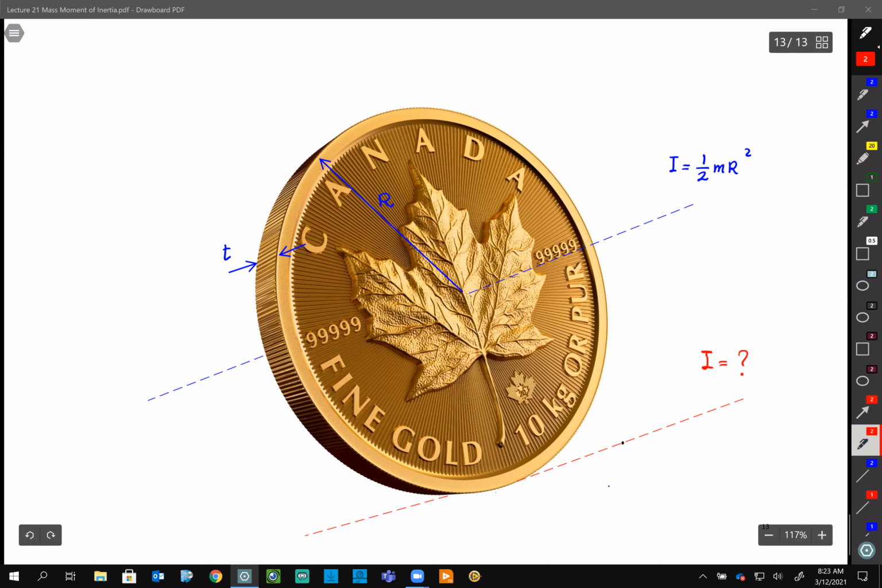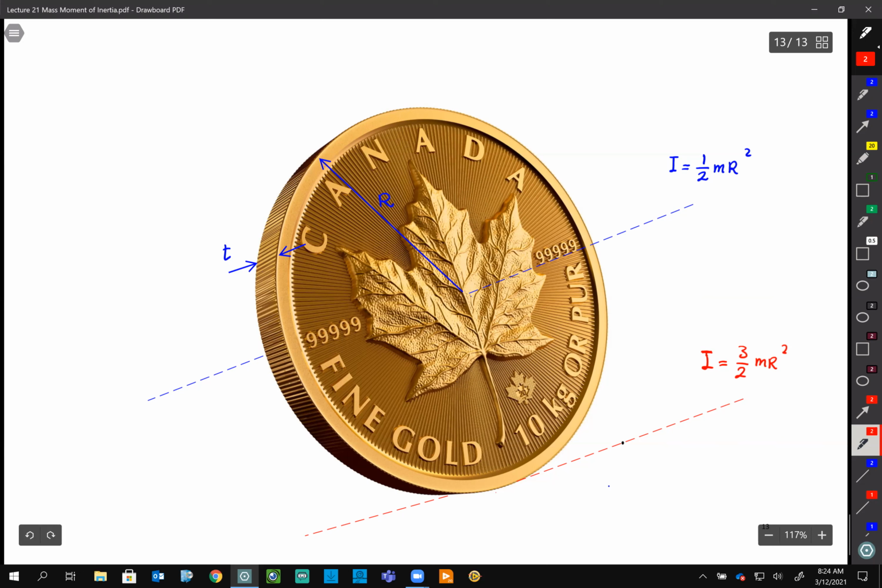Alex, you're not there? What about Rohit? Oh, Alex, you typed it. Sorry, I didn't check the chat. So 3/2 m r squared. That's correct. So I for this one will be 3/2 m r squared. And that's because of the parallel axis theorem, right? Okay, good.